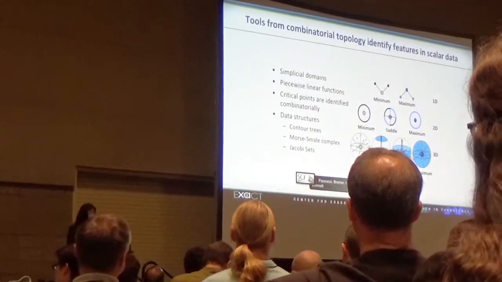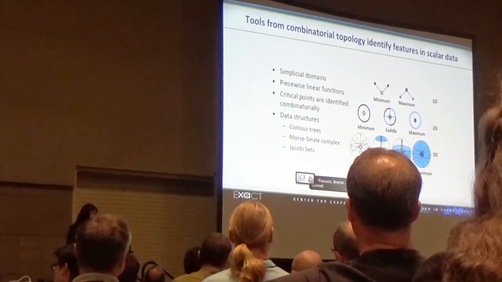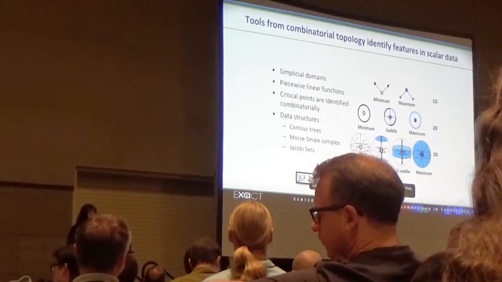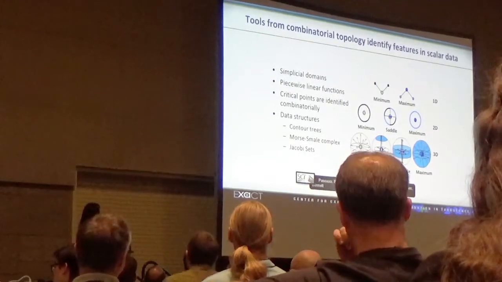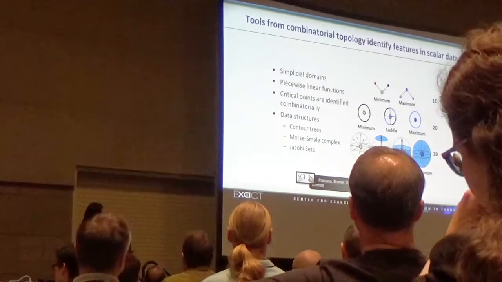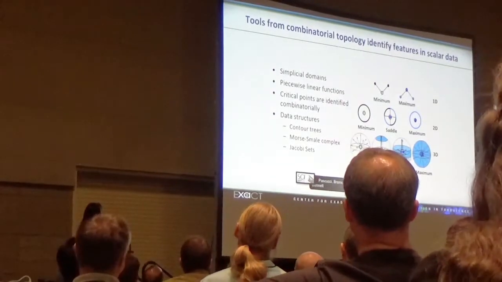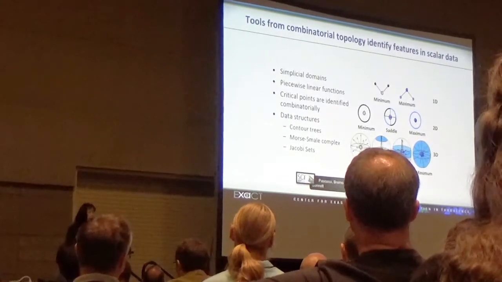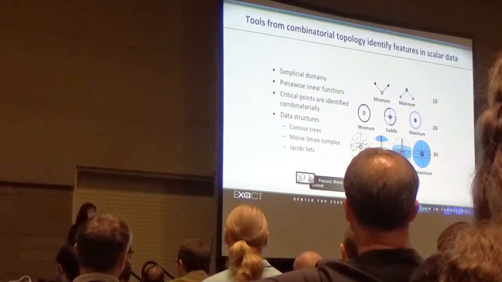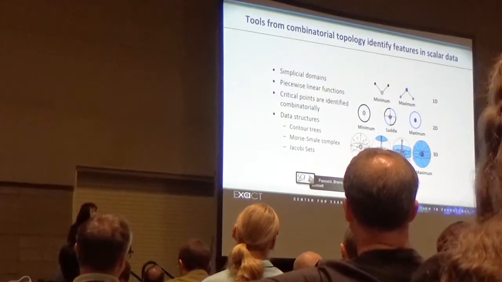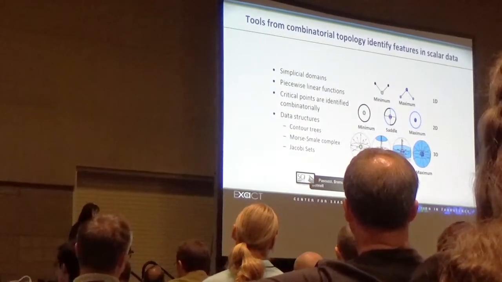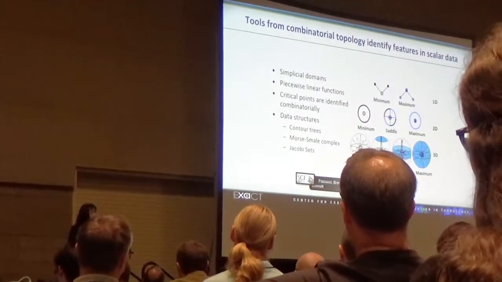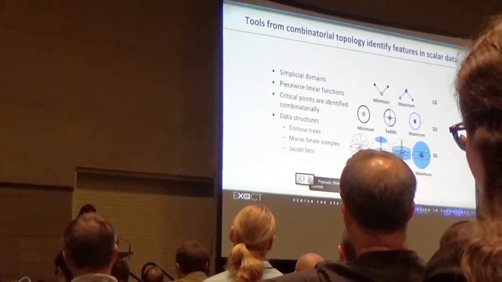And with these methods, critical points are identified combinatorially. Some of these critical points shown here in one dimension, 2 dimensions, and 3 dimensions involve things like local minima, maxima, and saddle points. And overall, what we're trying to do is to look at data structures that can be represented by contour trees or merge trees, Morse-Smale complexes that look at the gradient features of a scalar, and Jacobi sets that help us track features in time.